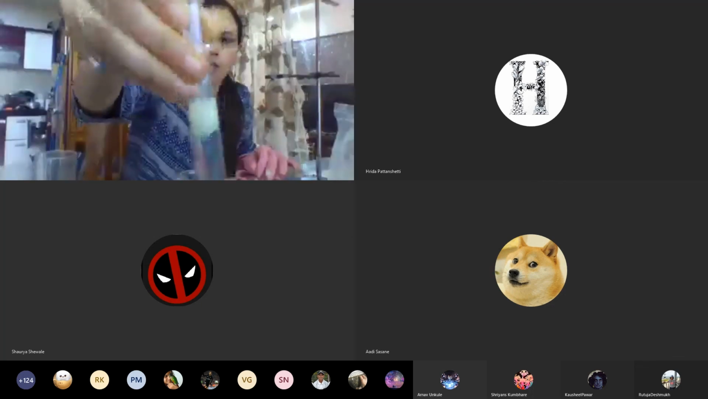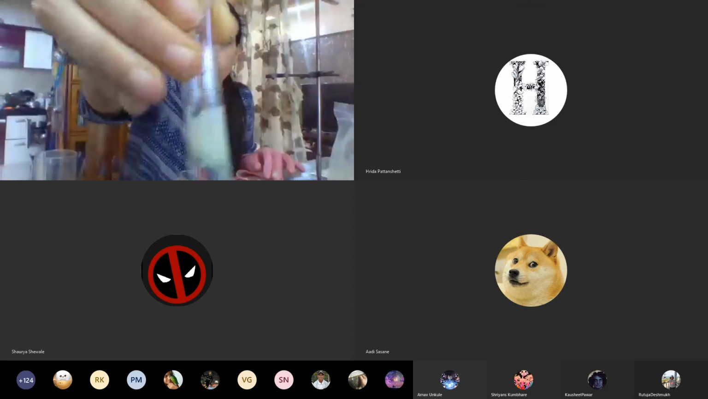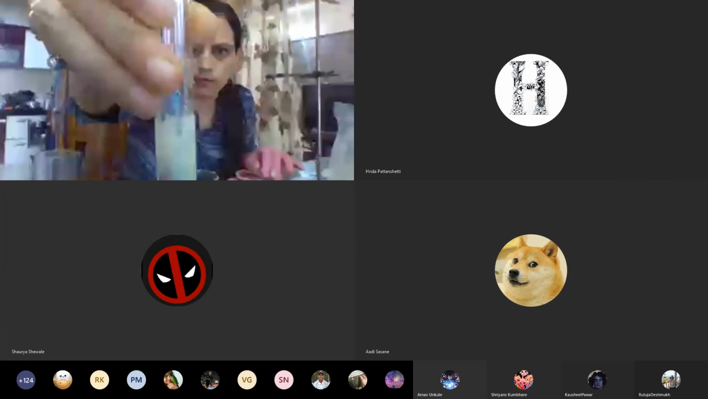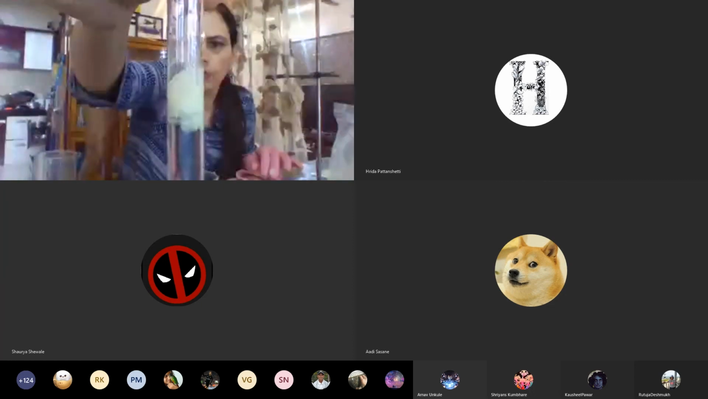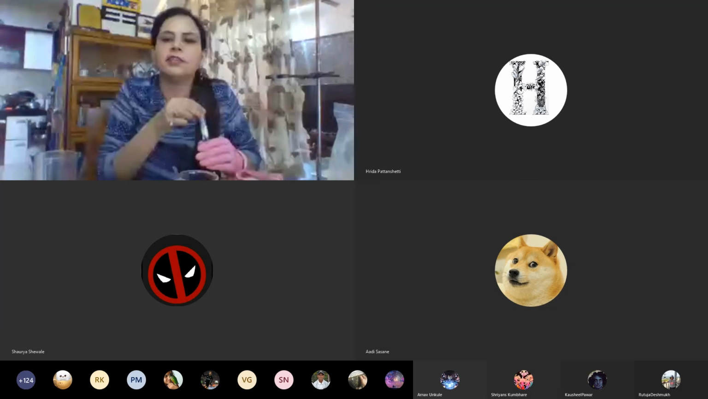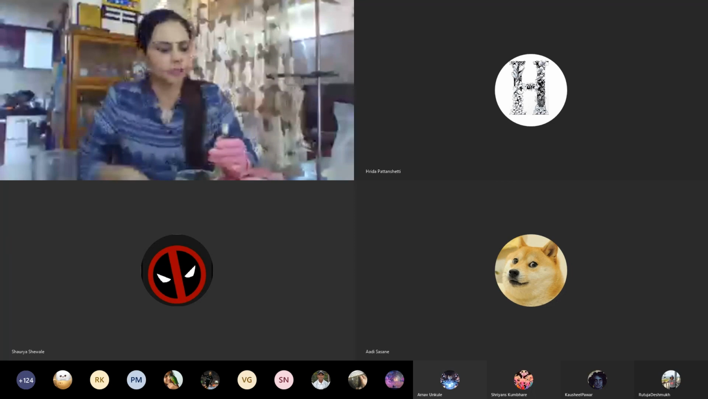Can you see, sulfur is not dissolving itself? So the sulfur does not react with water. Please note down the reaction: sulfur plus water, no reaction.